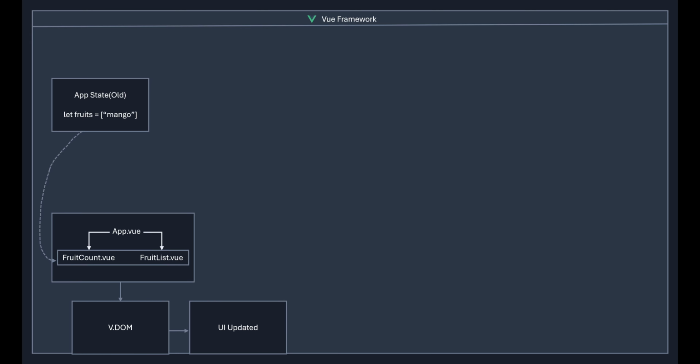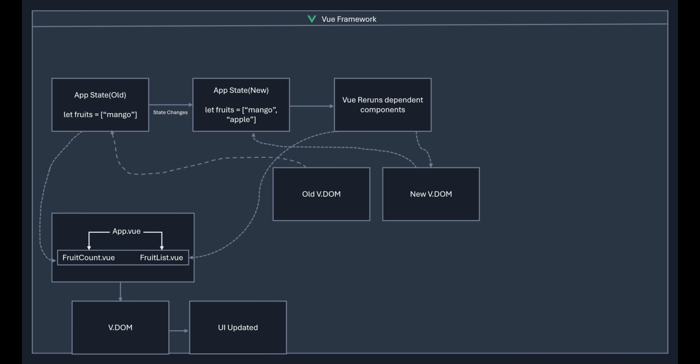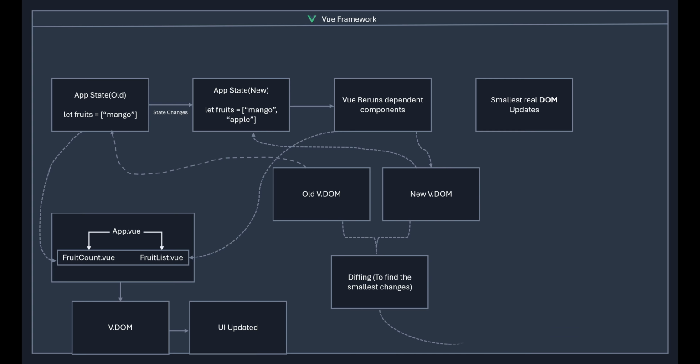Now we add a second fruit. The array changes. Vue's proxy intercepts that mutation and immediately triggers only the dependencies tied to fruits. Vue schedules updates only for fruit list and fruit count. The app component does not rerun. For those components, Vue builds small virtual DOM fragments, diffs them locally, and applies only the minimal DOM updates.